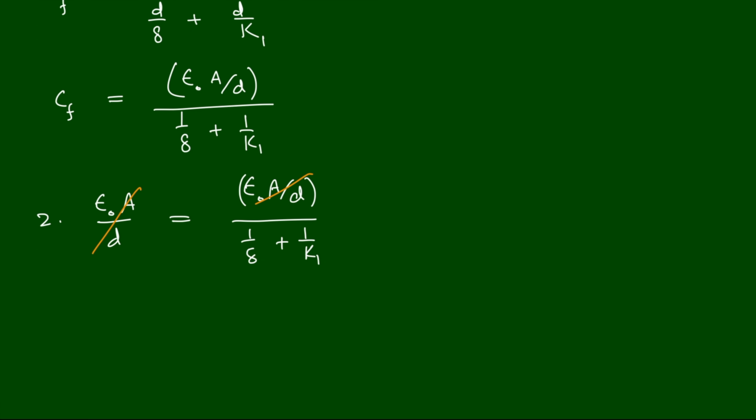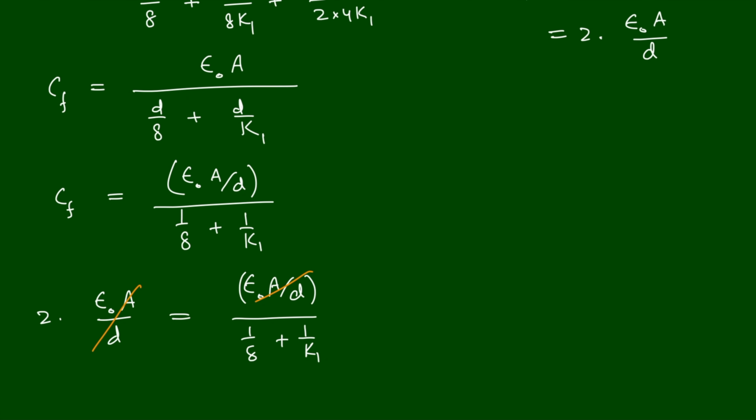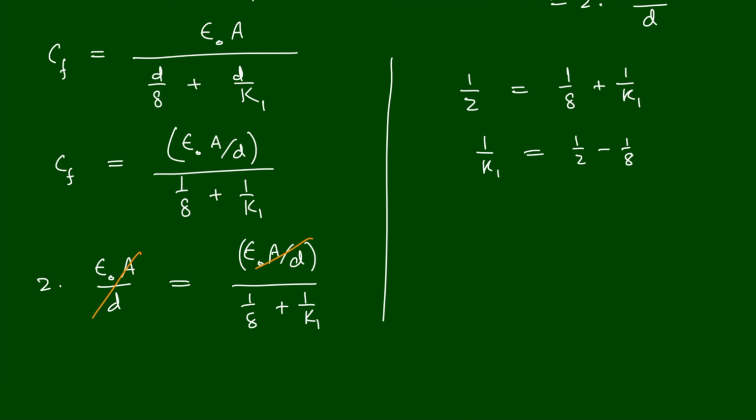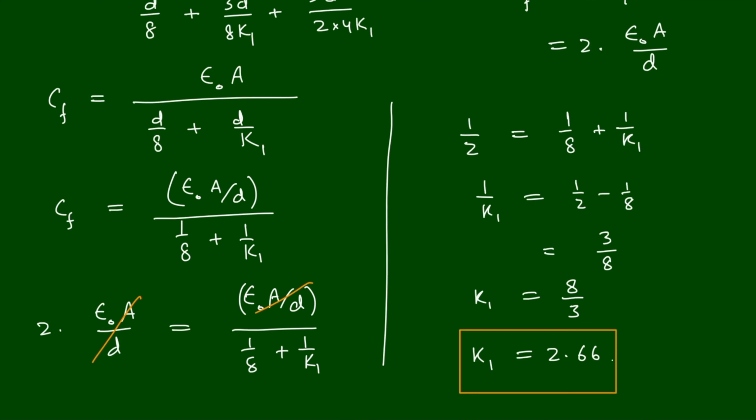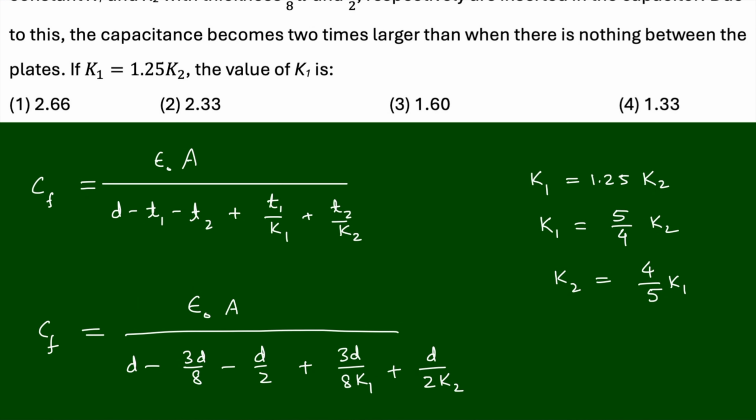Now if you take the reciprocal, you will get 1 by 2 is equal to 1 by 8 plus 1 by K1, and 1 by K1 is equal to 1 by 2 minus 1 by 8, and that will give you 3 by 8. Then K1 is equal to 8 by 3, and K1 is equal to 2.66. Then which option are you getting? You see, the first option you are getting.